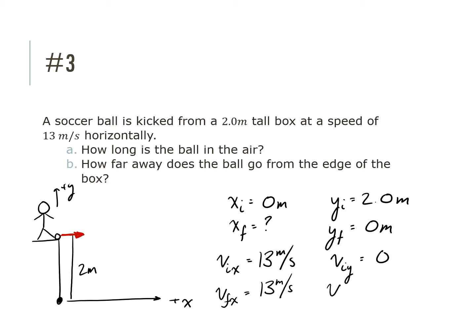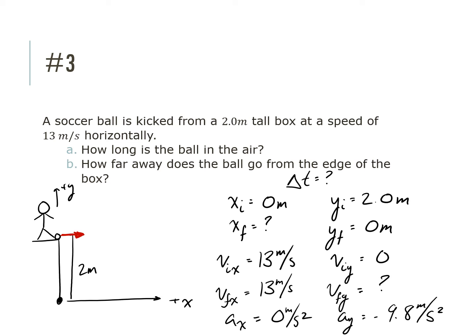I don't know my final velocity in y. Not going to be important in this particular case. Ax is going to be 0 meters per second squared. Ay is negative 9.8 meters per second squared. And I do not know the change in time. That is going to be what I'm solving for in part A.